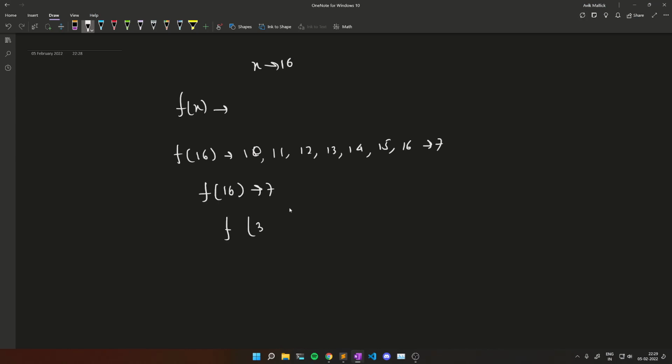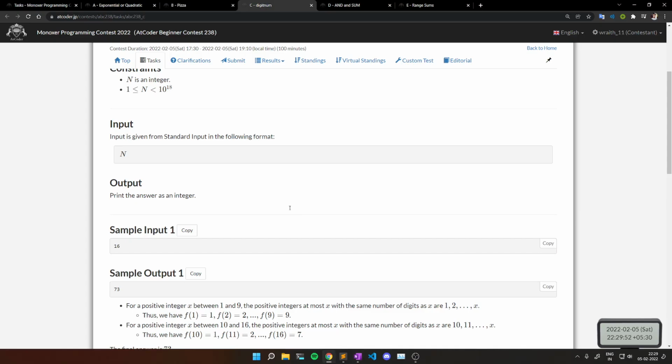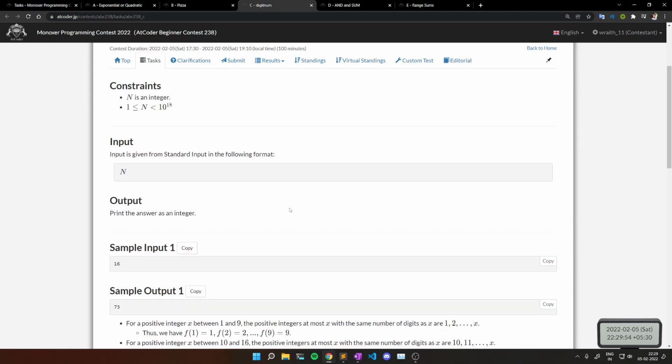Also you can say f(3). 3 has 1 digit, so we have to evaluate how many positive numbers are less than or equal to 3 and have 1 digit. The numbers are 1, 2 and 3, so f(3) is 3. So f(4) will be 4. Thus we are given a value n. We have to calculate f(1) + f(2) + ... + f(n). Now n's value can be up to 10 to the power 18.